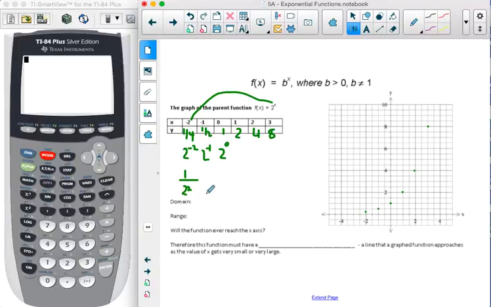So it looks like the domain, it looks like we're plugging in all different positive and negative numbers. Technically, we could plug in some fractions because we know that those are just examples of roots. So it does look like our domain seems to be all real numbers.